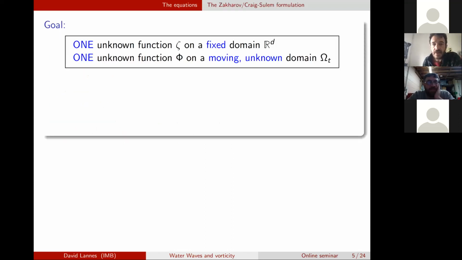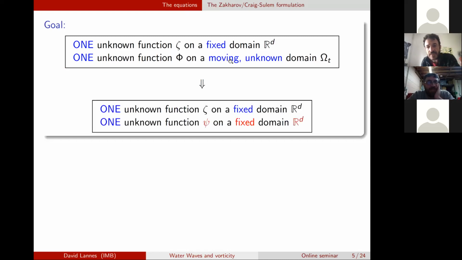And then the next step to reduce the equations is to remark that you have one unknown, which is zeta, which is on a fixed domain, which is the horizontal plane R^d. But the problem with the velocity potential is that it is defined on a three-dimensional domain, the fluid domain, which is moving and which is unknown. So the basic remark is that actually you can rewrite the equations in terms of zeta and in terms of another function psi, which is also defined only on the horizontal plane.